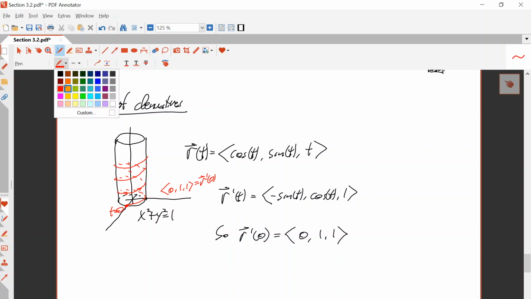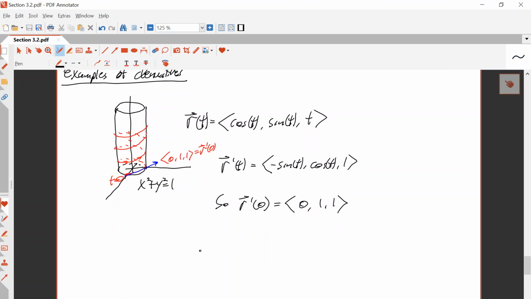Different color on that one. A little blue. That's the tangent at that spot right there. What else? Any other interesting examples? The sphere, the helix.